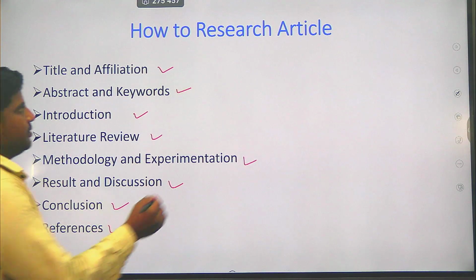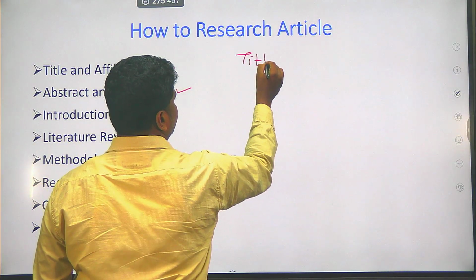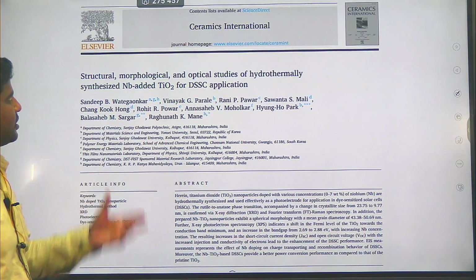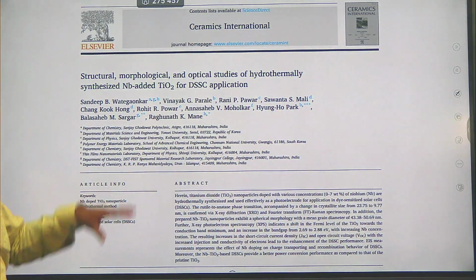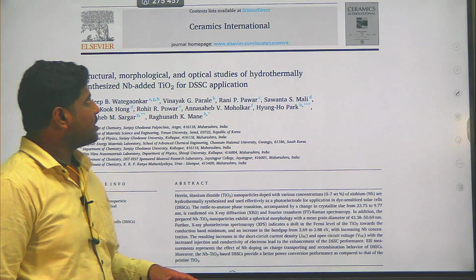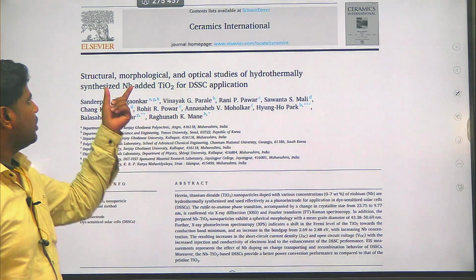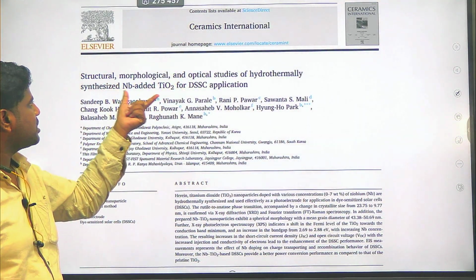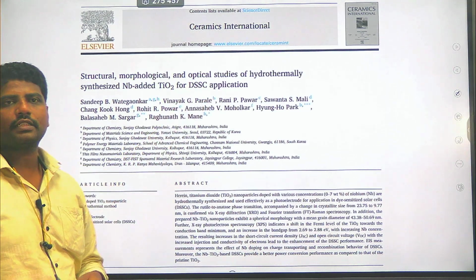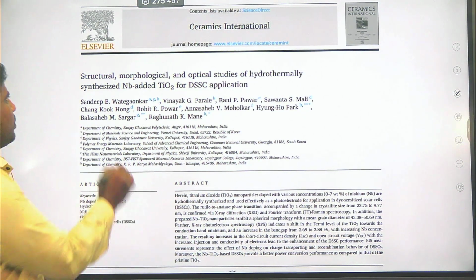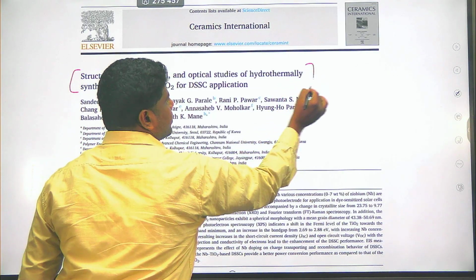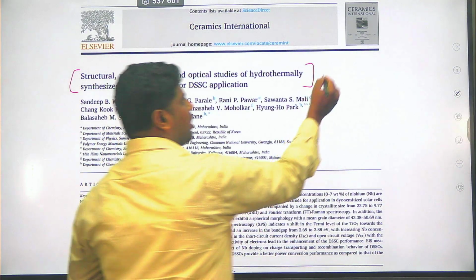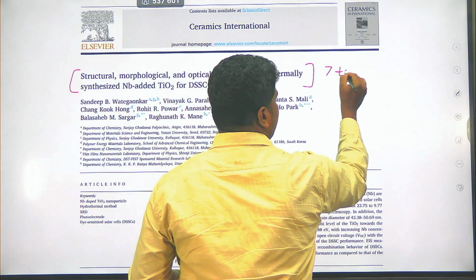First thing is a title. So let us see, this is one paper which I have published in the Ceramics International journal. Here you can see the title: the structural, morphological and optical studies of hydrothermally synthesized Nb added TiO2 for DSSC application. So this is the title of the research. The title of the research should be a minimum of 7 and a maximum of 15 words.